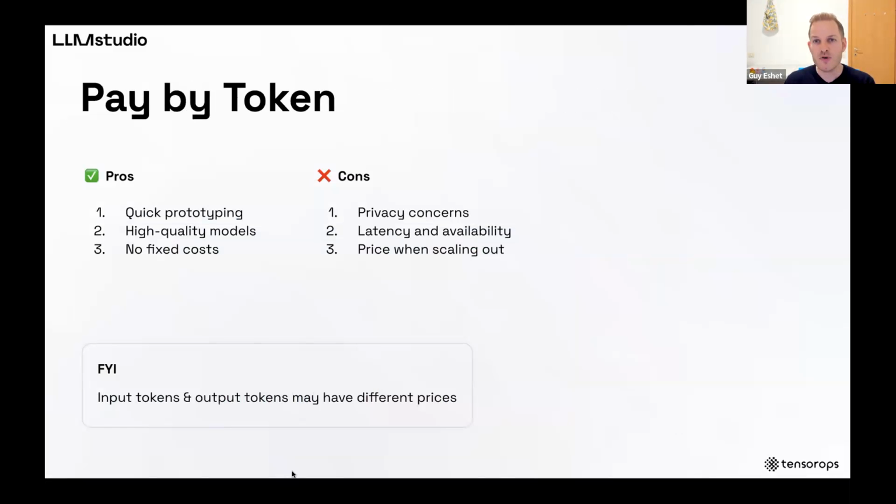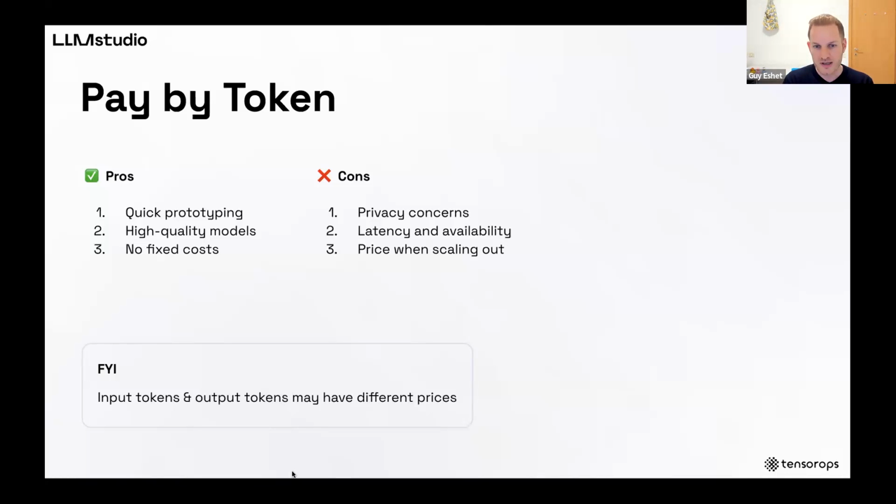And why would you go for this model? Why would you go for an LLM as an API, or pay by token? First, it's amazing and it's really the best. In 2 seconds you can start tinkering with your project. You can have a demo. You're still using the highest quality models. These API models are still some of the best in the world. And there are no fixed costs. You pay by tokens. So if you used it one day, you pay; if you didn't use it, you're not paying.